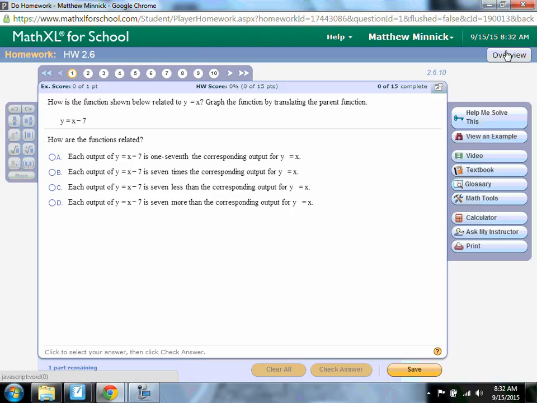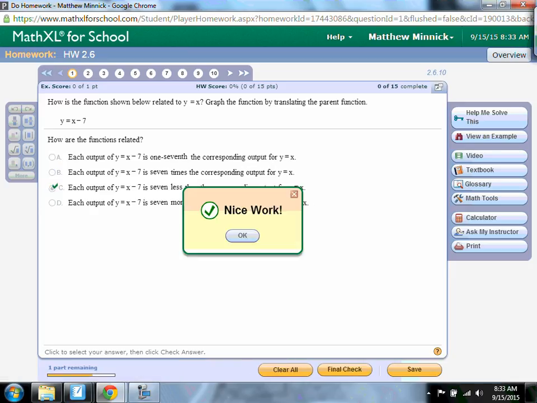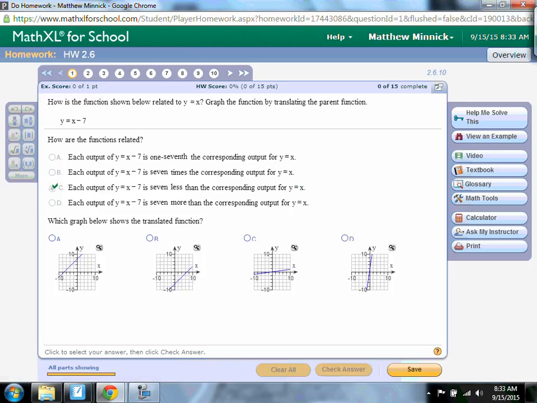So I've got y equals x minus 7. How does that compare to y equals x? Each output is 7 less than it was before. Good. What's the graph going to look like? It's going to look like the parent function, which was a slanted line, but x minus 7, isn't that going to be down 7 units? So which one should this be? Should be number B. There we go.